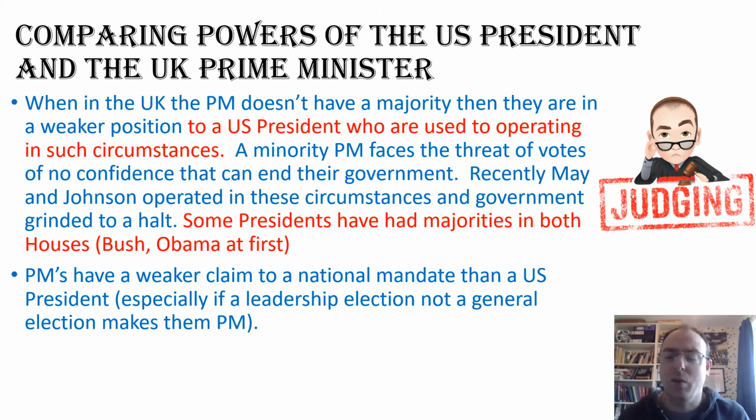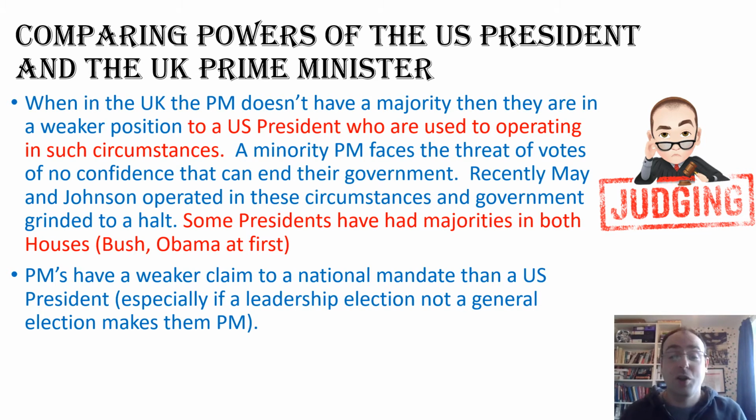There is this added threat in the UK of a vote of no confidence, and that can actually end a government. Recently May and Johnson operated in these circumstances, and government came to a grinding halt. We had the bizarre situation with Johnson, where Johnson was kind of trying to provoke a vote of no confidence, essentially saying, go on, force an election, I want an election, and almost playing chicken with the opposition on that, which is not normally how these things are expected to work.